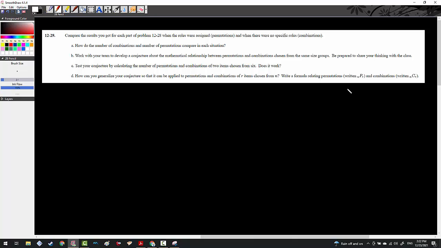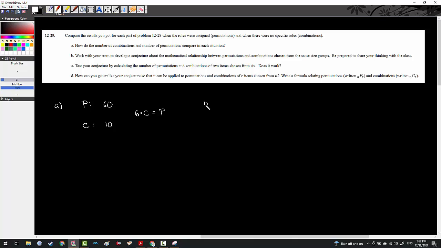In 12-29, it says to compare the results that you got from 12-28 when you had a permutation versus a combination. How do the numbers of permutations and the number of combinations compare in each situation? So let's take a look at situation 1. With the permutation, we had 60 options. With the combination, we had 10 options. So it looks like 6 times C equaled P, right? So in other words, 6 times the combination gave me the permutation.